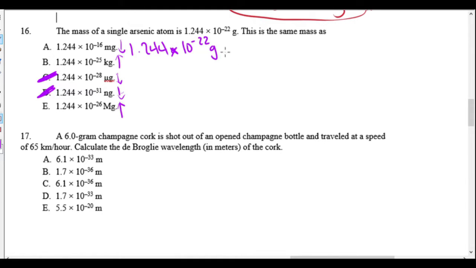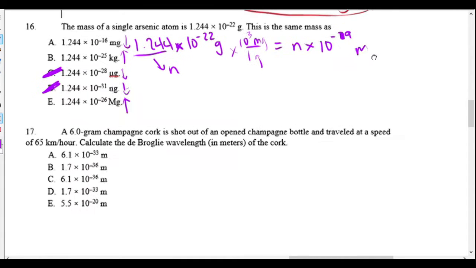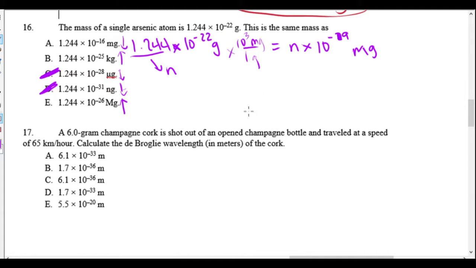So let's just do some quick math. 1 gram is 10 to the 3 milligrams, which would give us n times 10 to the negative 19, right? I have these numbers written down. Stop trying to do them on the spot. Yeah, negative 19 milligrams. So that number doesn't match, get rid of that.